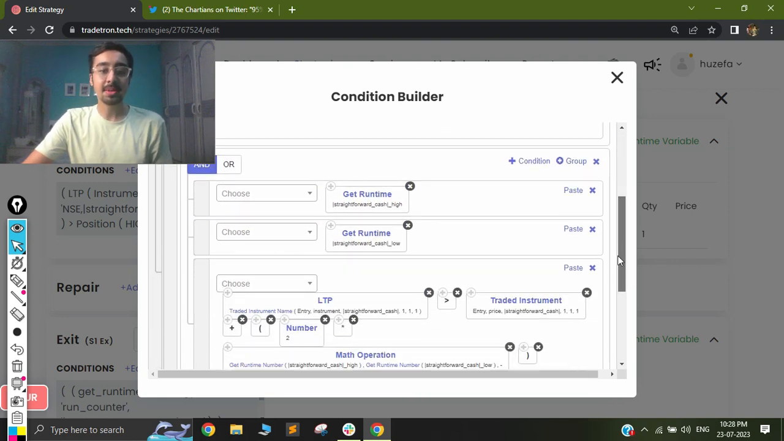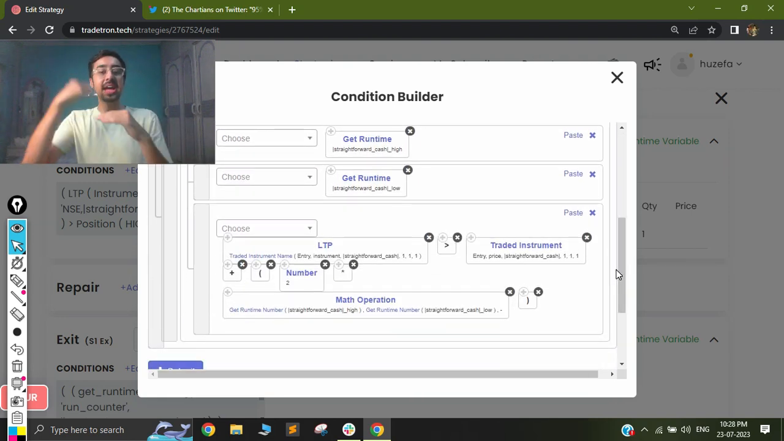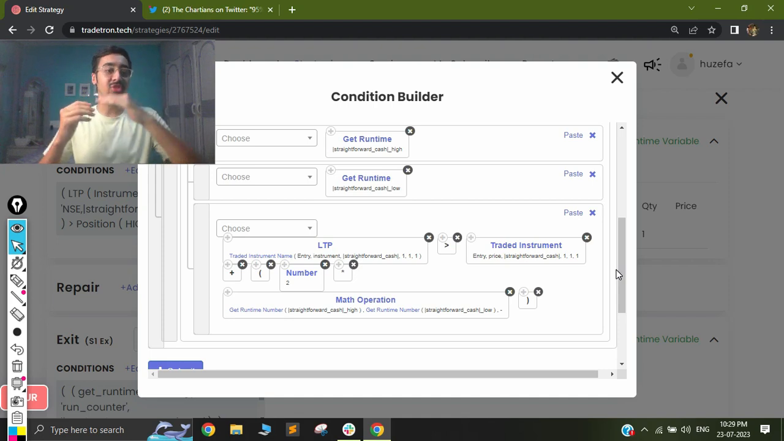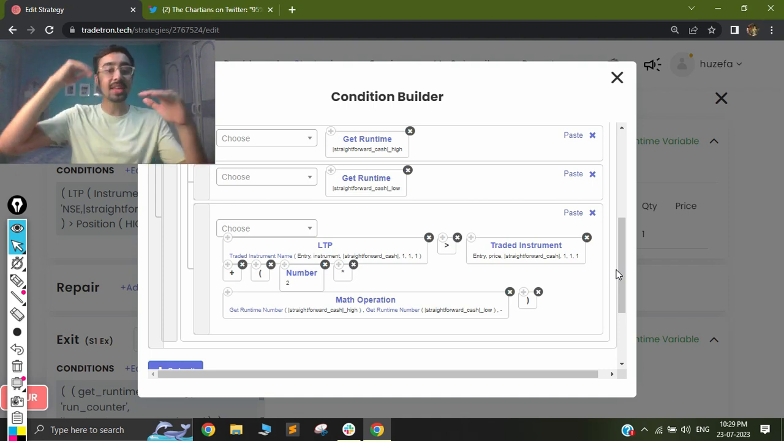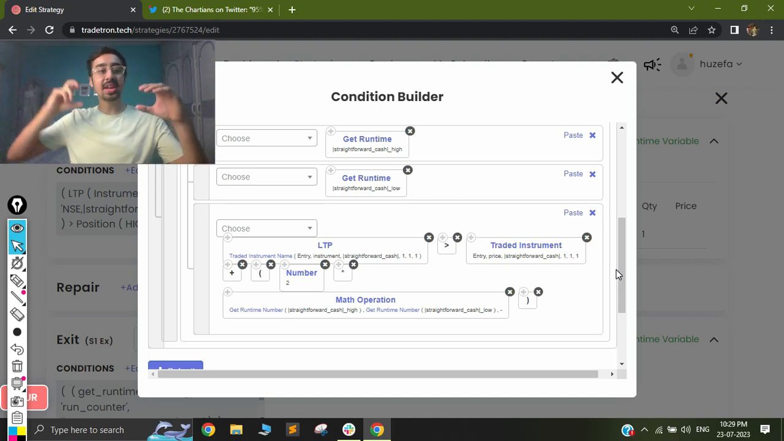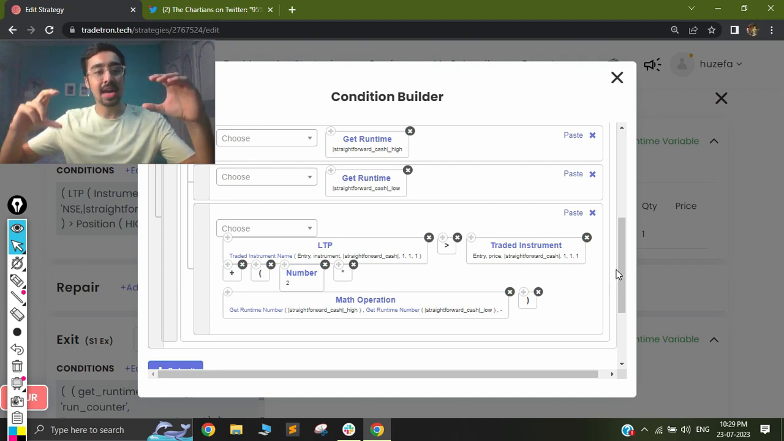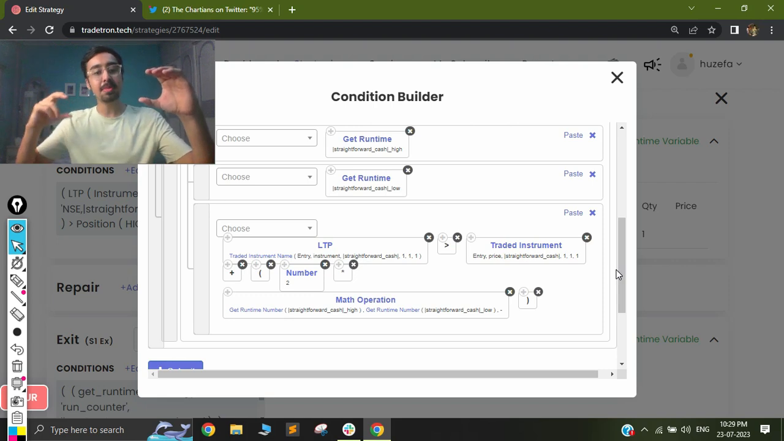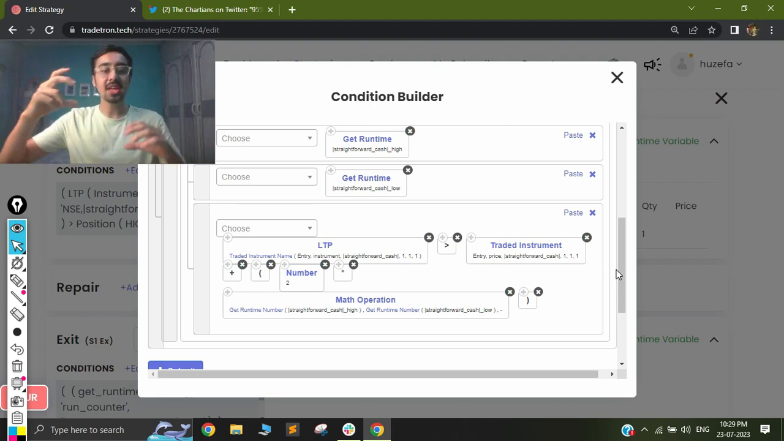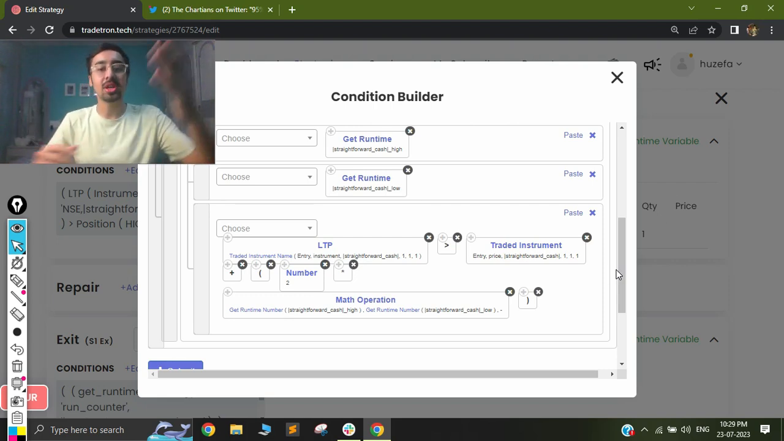Similarly, I'm now checking if my target has been achieved. To check my target, I'm checking if LTP is greater than the entry price plus the range that I had as my stop loss point. So if my stop loss was 20, now I will multiply this 20 by 2, which is 40, and I will give myself a target of 40 points. So that is how I have done it out here.